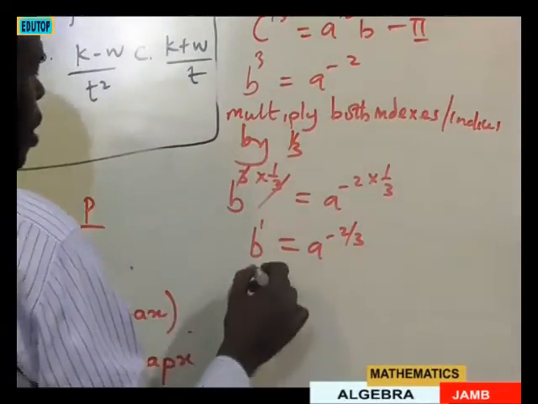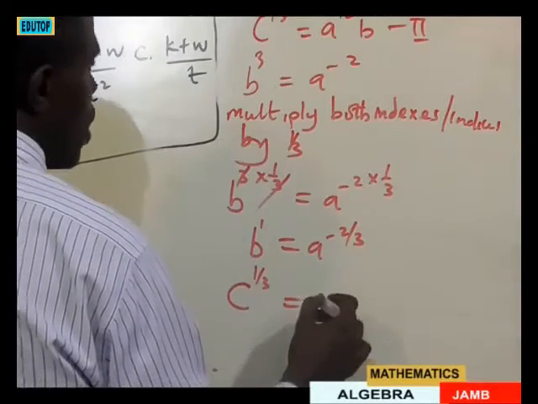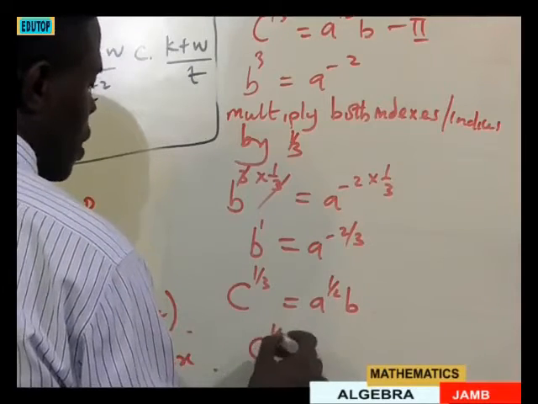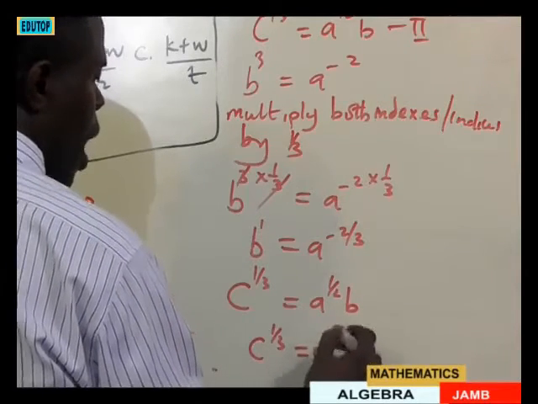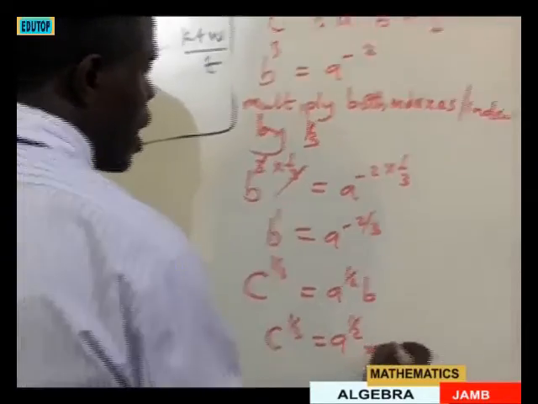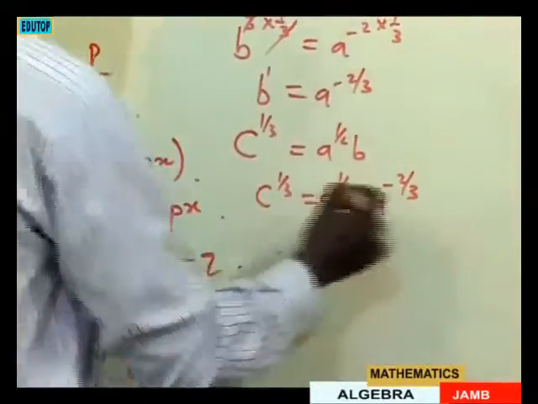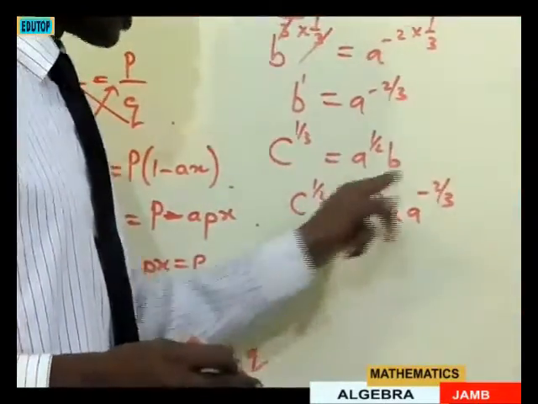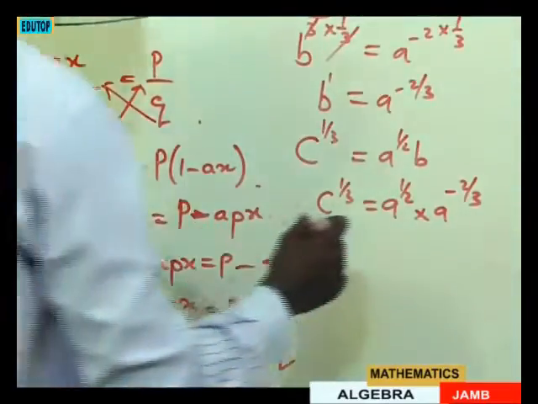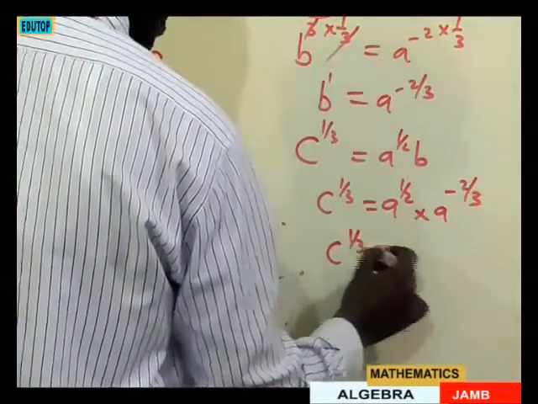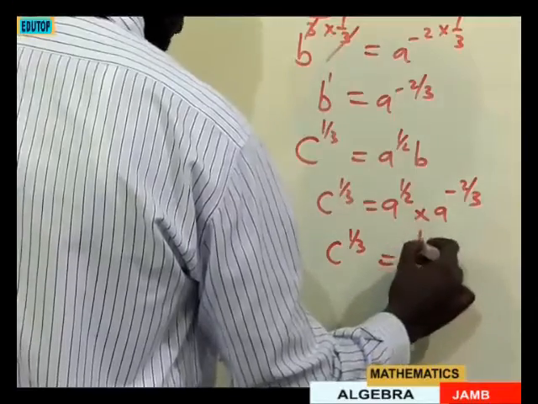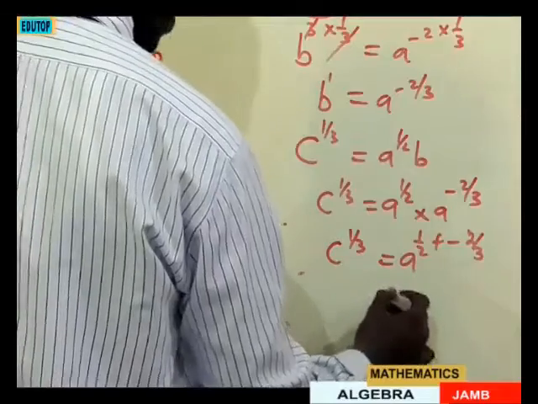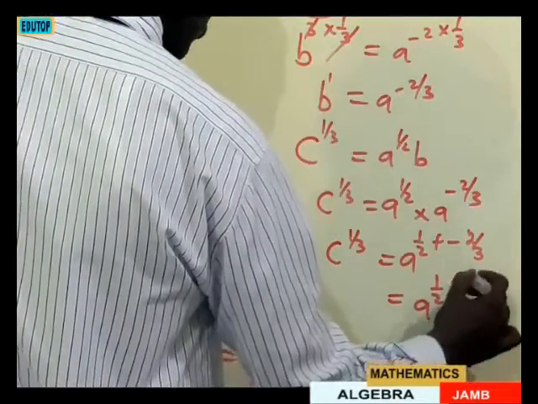Then I have c raised to power 1 over 3 equals a raised to power half b. So what's our b? c raised to power 1 over 3 equals a raised to power half times a raised to power minus 2 over 3. Remember the law of indices: when you have the same base multiplication, you add the powers. So I can have c raised to power 1 over 3 equals a raised to power 1 over 2 plus minus 2 over 3. Minus times plus is minus. So I have a raised to power half minus 2 over 3.